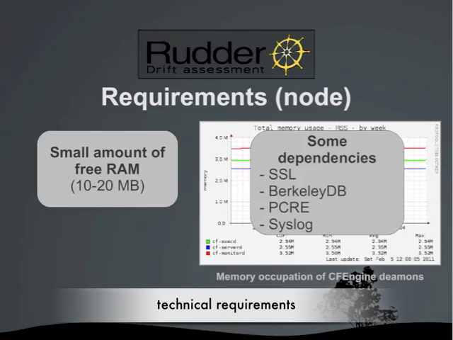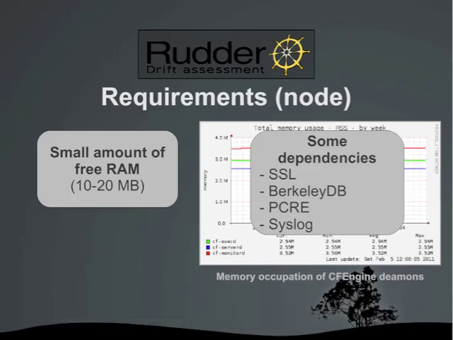Okay, so what do you need to run Rudder on a node? You need a small amount of RAM, like I said, 3 to 10 megabytes usually. I would recommend a bit more if you have more RAM, otherwise problems. This is a graph I made of the CFEngine daemons running. This is a weekly graph, and you see they just use somewhere between 2.5 and 3.5 megabytes of RAM on a completely flat line. There's no memory leaks, it just stays put. You need some dependencies, but it's very likely that you already have them. SSL library, Berkeley DB, Perl compatible regular expressions and syslog. So if you have many servers running without them, probably not doing so well.